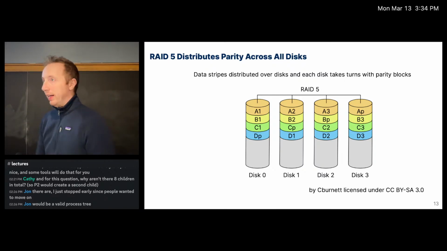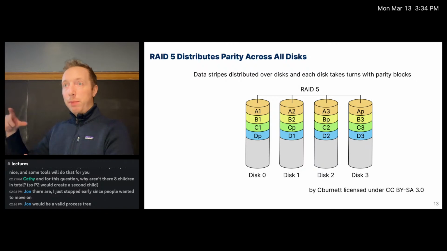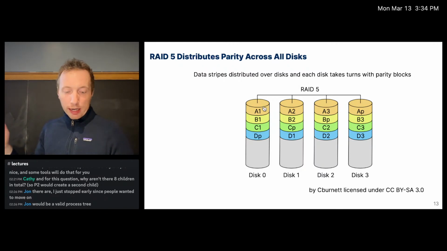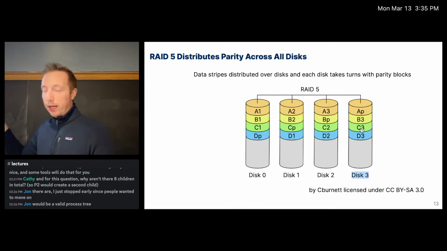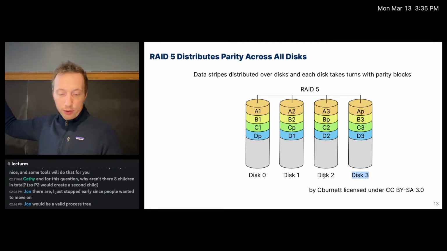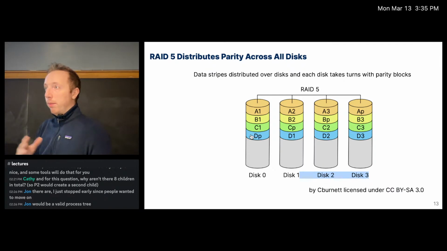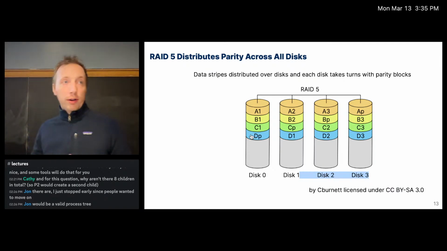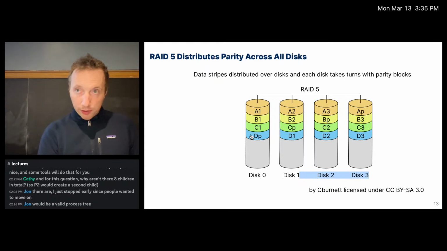So RAID 5 is literally the exact same idea as RAID 4, except it removes that bottleneck on a single drive. So now instead of having one drive have parity information for all the other drives, it's distributed across all the disks. So in this case, disk 3 only has the parity information for A, disk 2 only has the parity information for B, disk 1 has the parity information for C, and disk 0 has the parity information for D. So each of them, you just distribute the parity across all of them, so there's no one bottleneck on any one individual drive. So any questions about that?